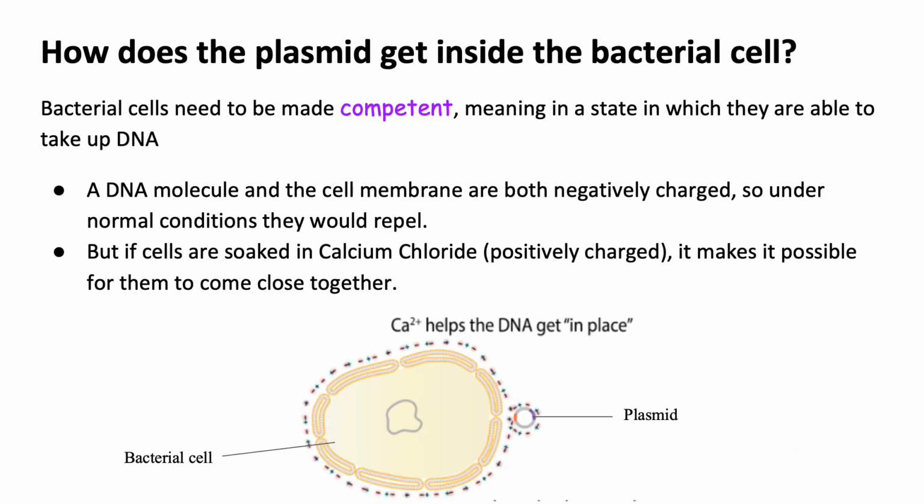Now let's talk a little bit about how that plasmid actually gets inside the bacterial cell. First of all, bacterial cells need to be made competent, meaning in a state in which they're able to take up the DNA or take up the plasmid. So a DNA molecule and the cell membrane are both negatively charged, so under normal conditions they would repel each other. But if the cells are soaked in calcium chloride, which is positively charged, it makes it possible for them to come close together.